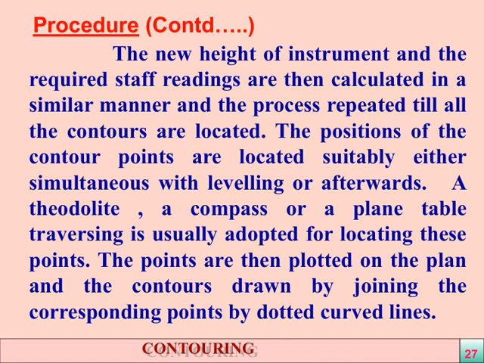Once we've marked these points, the next step is to plot them accurately on our plan. From there, drawing the contours involves joining these points with dotted, curved lines. These lines represent the terrain's shape and elevation changes, giving us a clear visual of the land's surface. This entire process is essential for creating an accurate topographical map, which in turn informs various engineering, construction, and planning activities.